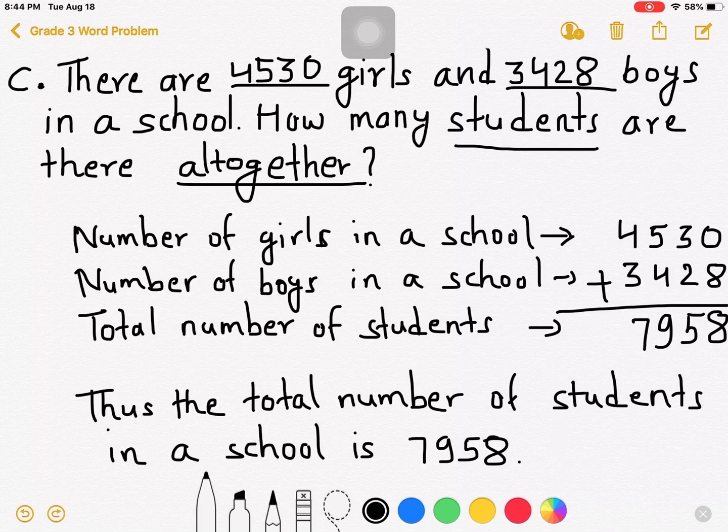Okay, I hope all of you have understood the three word problems which I have solved today. I hope all of you have understood these word problems. Now it's time to do other questions by yourself, isn't it?